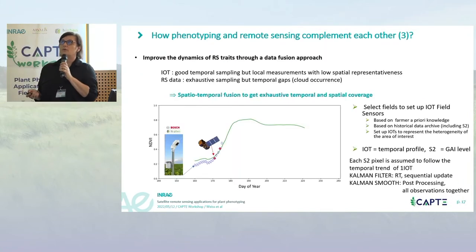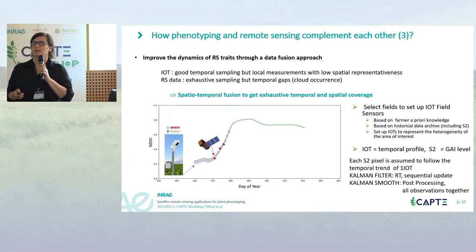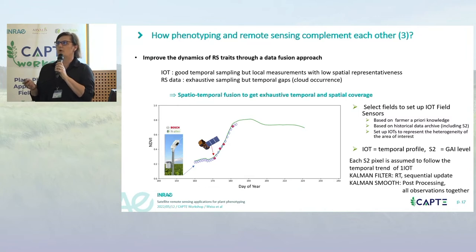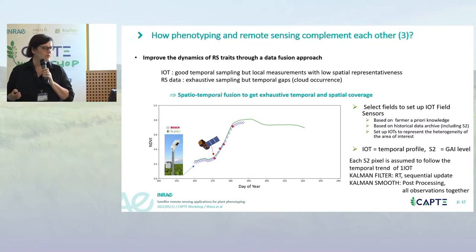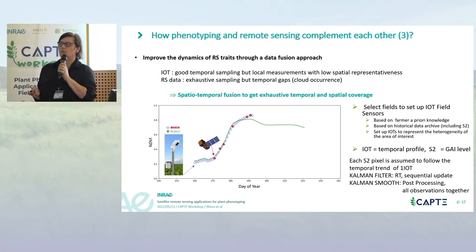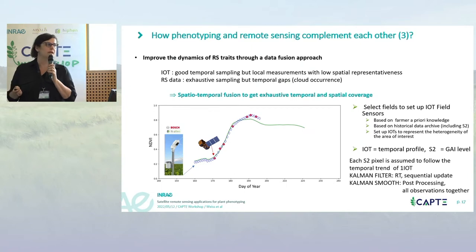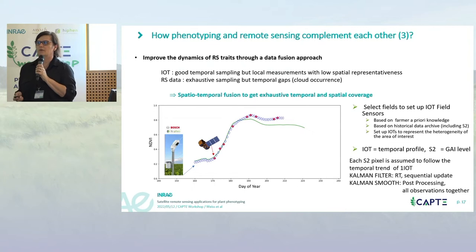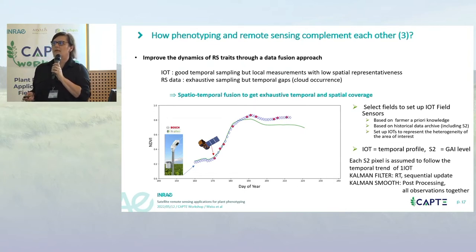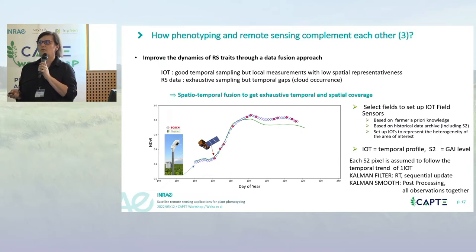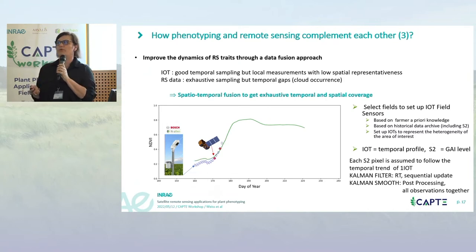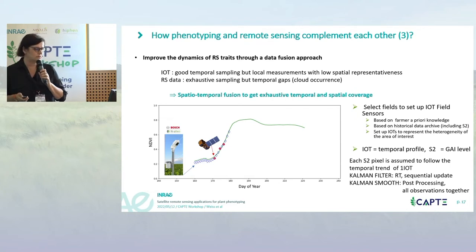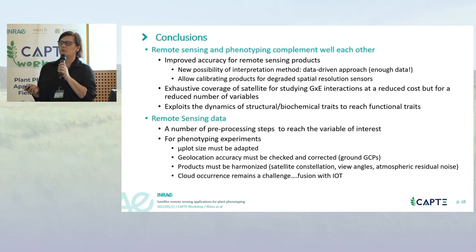And finally, there is another way of complementing remote sensing and phenotyping or high resolution ground measurement: to complement the dynamics, so to fill the gaps due to cloud occurrence for remote sensing. By sampling on the ground, locating representative pixels, you can then use the satellite data to update the level of leaf area index based on the reference pixels' continuous measurements. Okay, I come to the conclusion.